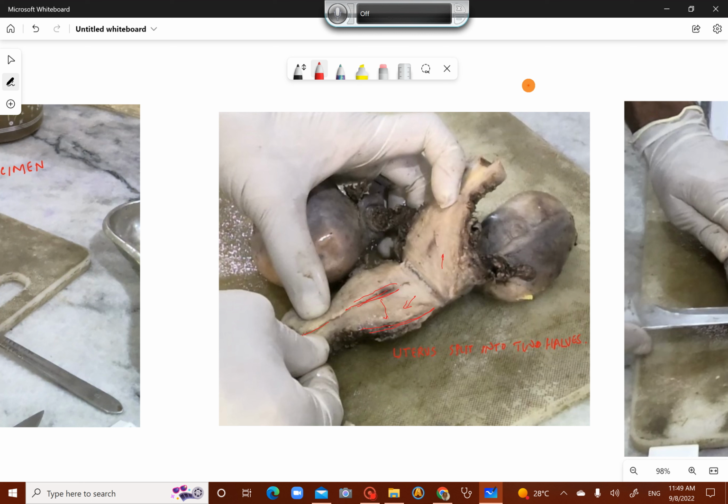So you again measure the width of the myometrium, the length of the endocervix, and the length of the uterine tube. Here you do not see much of any pathological finding. There is no gross abnormality over here in the uterine cavity. So that is the uterus split into 2 halves.